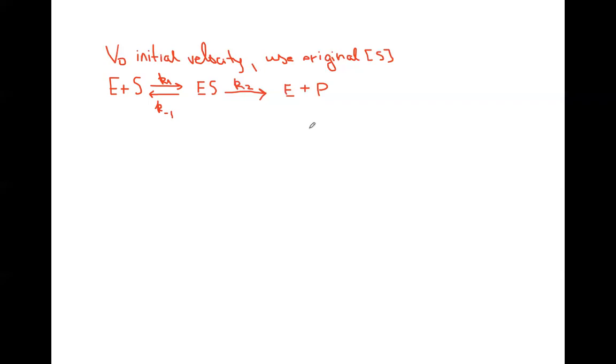So based on this expression, we can express the initial velocity as V naught equals the reaction rate constant K2 times the enzyme substrate concentration, right? So it's the enzyme substrate converting into the product with the reaction rate K2. So this is our starting point.